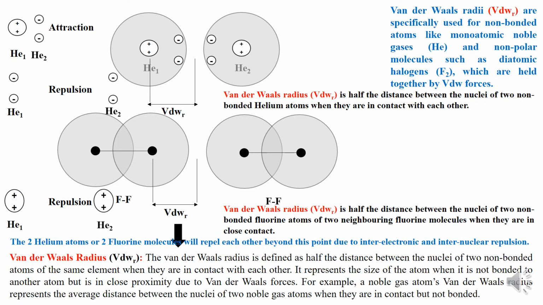So the van der Waals radius is defined as half the distance between the nuclei of 2 non-bonded atoms of the same element when they are in contact with each other. And it represents the size of the atom when it is not bonded to another atom, but is in close proximity due to van der Waals forces. So it is the van der Waals force of attraction which is bringing the 2 non-bonded atoms and non-polar molecules closer to each other.